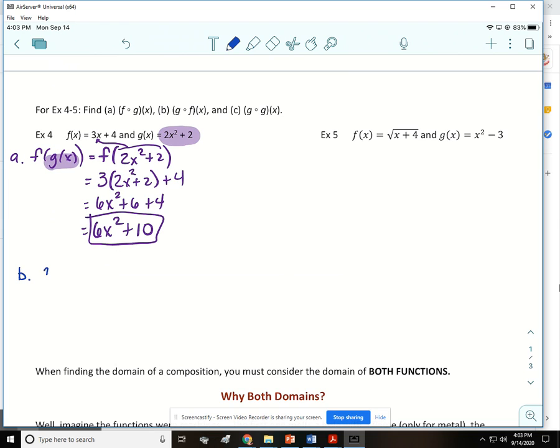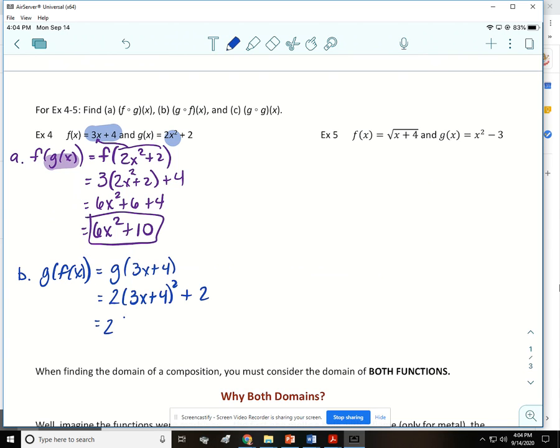All right, for B, we're going to do g of f of x. All right, so this means that I'm going to take f, which is 3x plus 4. And I'm going to put it in for x in the g function. So that means I'm going to square it. I'm going to multiply it by 2, and then I'm going to add 2 to it. Or you can think of it as substitution. So in the place of x, I'm going to write 3x plus 4.